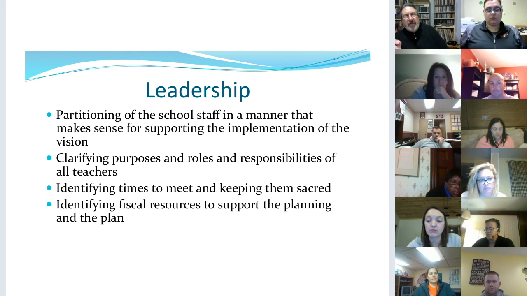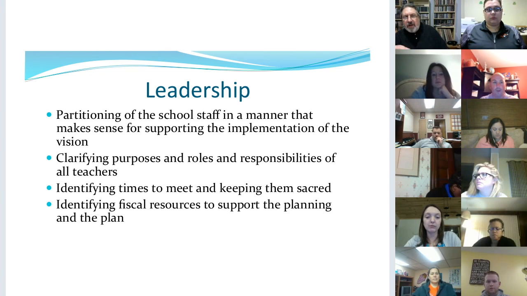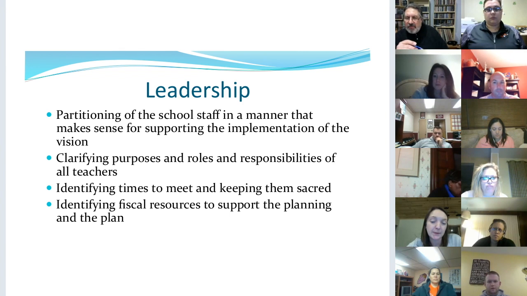What's leadership? This is the partitioning of the school staff in a manner that makes sense for supporting the implementation of the vision. Clarifying purposes and roles and responsibilities of all teachers, identifying times to meet and keeping them sacred, identifying fiscal resources to support the planning and plan. Which of you might want to, you don't have to, this is confidential, but which one of you might want to admit to me that your leadership in the district sets aside planning meetings for data analysis and then unfortunately has to cancel the meetings because of a conflict? In other words, the time is not held sacred. You don't have to fess up if you don't want to. But a number of you tell me that.